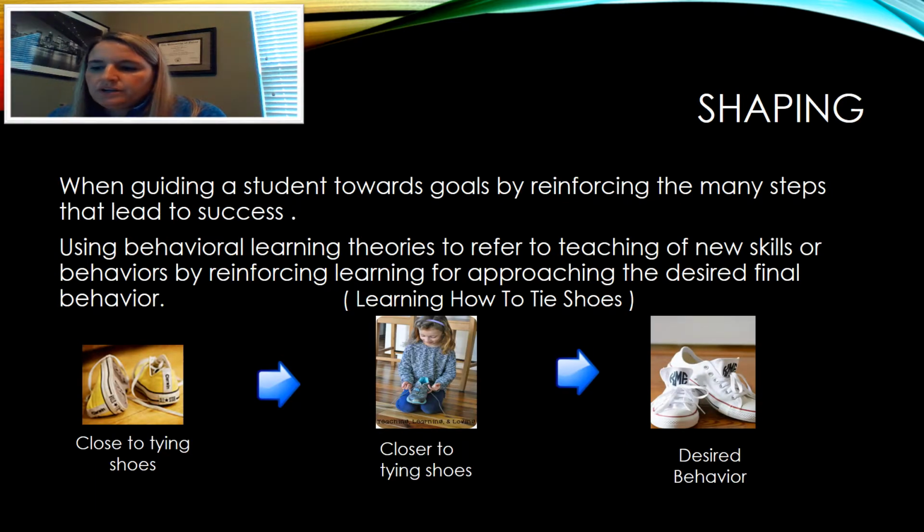Another hallmark of operant conditioning is shaping, or successive approximations. Shaping is used in behavioral learning theory to refer to the teaching of new skills or behavior by reinforcing learning for approaching the desired final behavior.